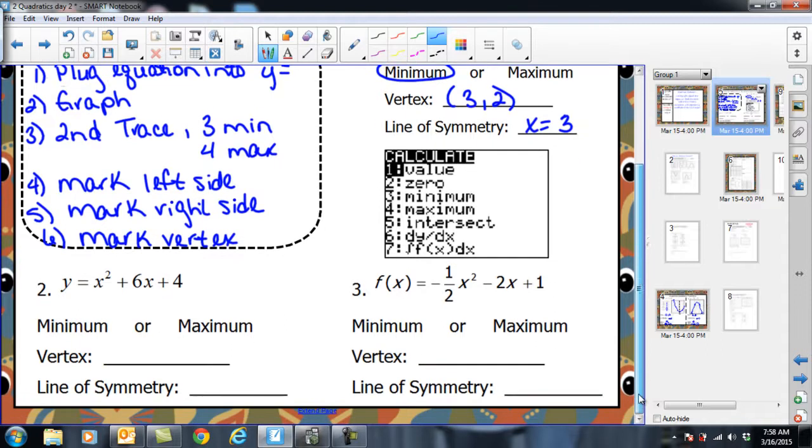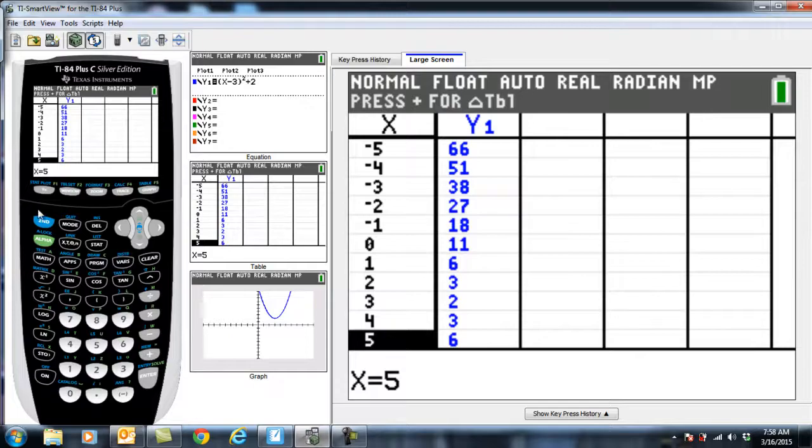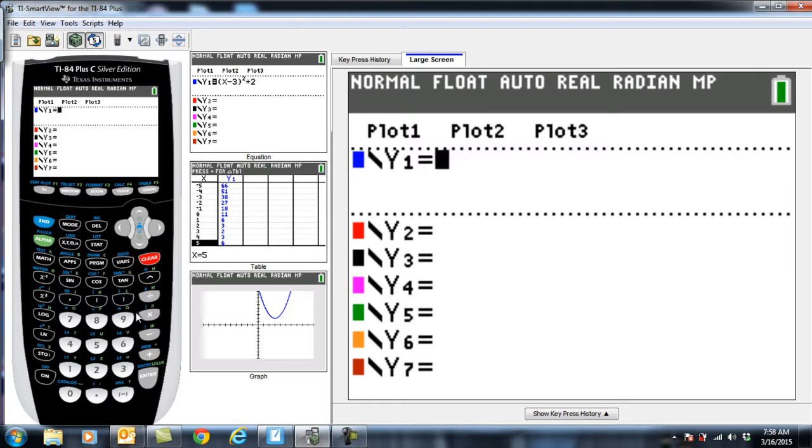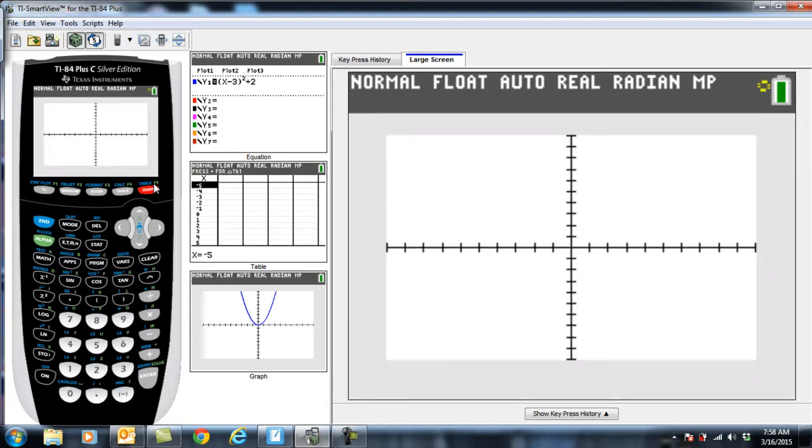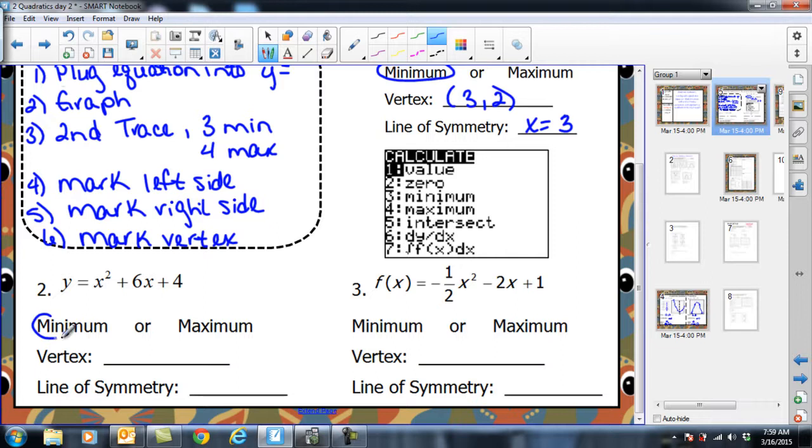So here we go. We're going to do 2 and 3. I'm going to do number 2 with you, and then I'm going to let you try 3 and then come back and check. So we're going to do this x squared plus 6x plus 4. So again, we're going to go to y equals and type that in. We have x squared plus 6x plus 4, and then we're going to graph it. So here's what it looks like, and you can see that the vertex is down here at the bottom of the parabola, which makes it a minimum, and we're going to find it.